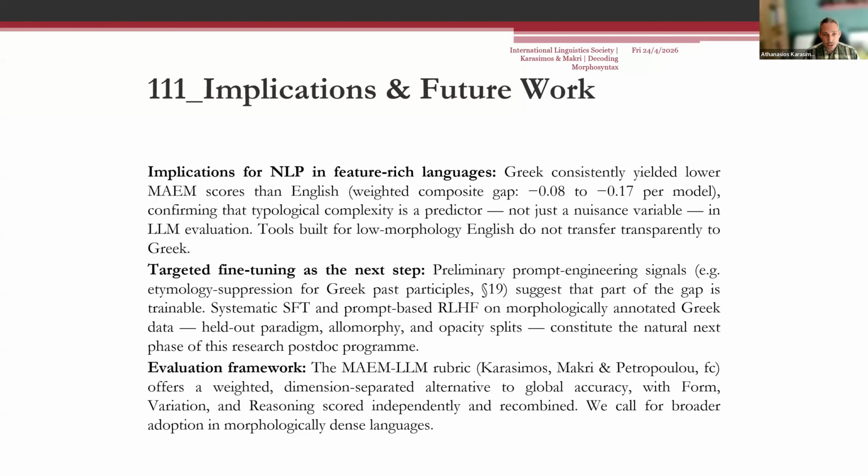We have to fine-tune our systems because, based on the preliminary prompt engineering signals, this kind of performance suggests that part of the gap is trainable, and this is a really optimistic and good scenario. And we hope that our metric can be tested in other languages to see how form variation and reasoning can be weighted and recombined in our final form of evaluation.